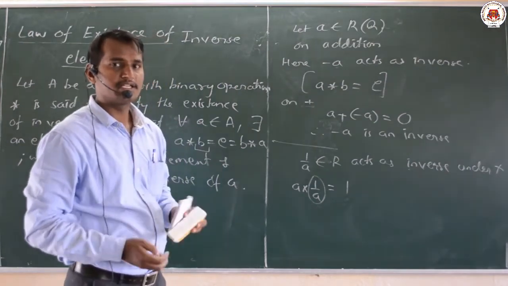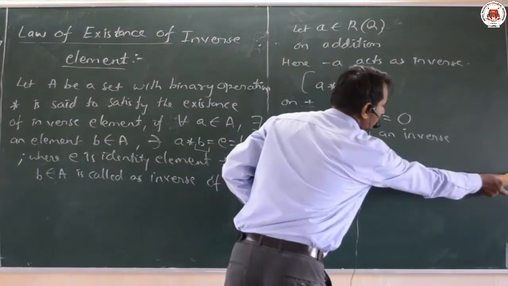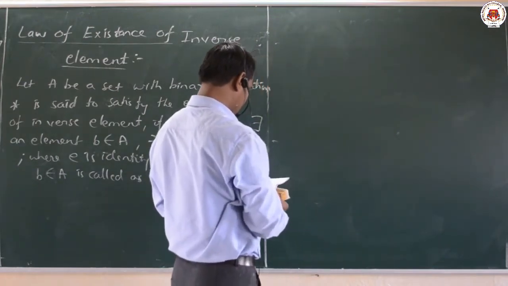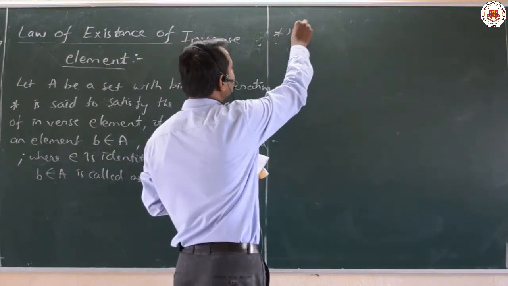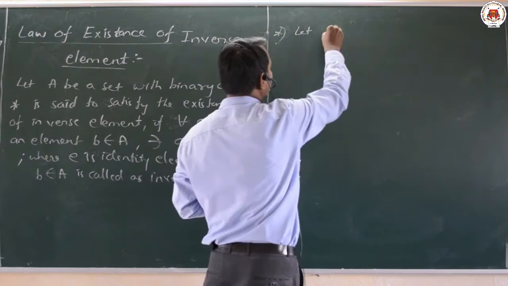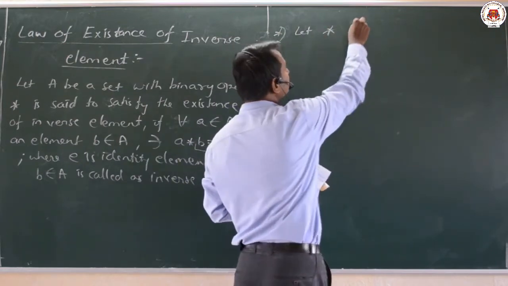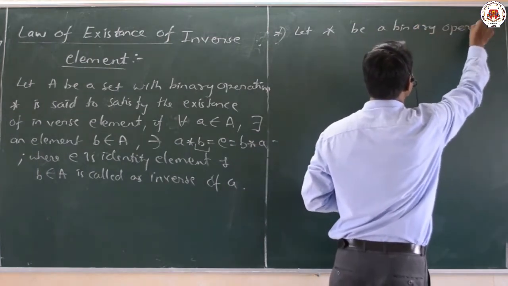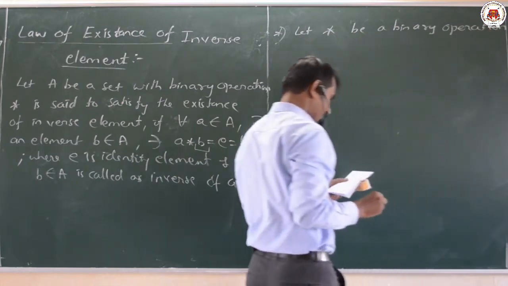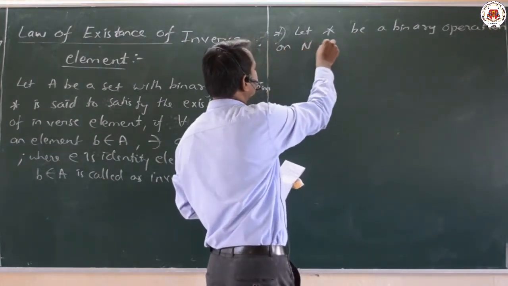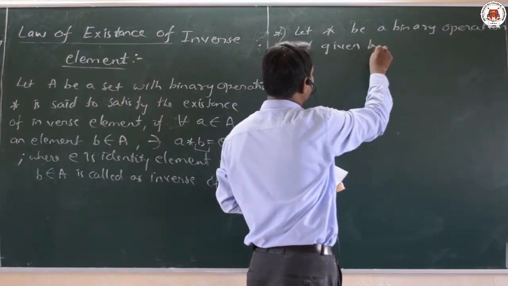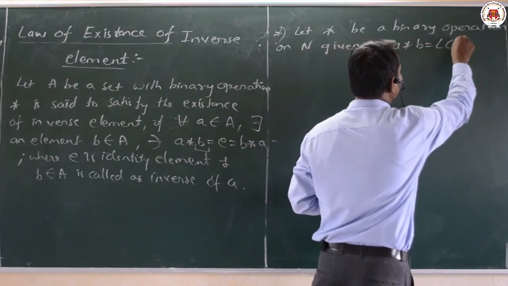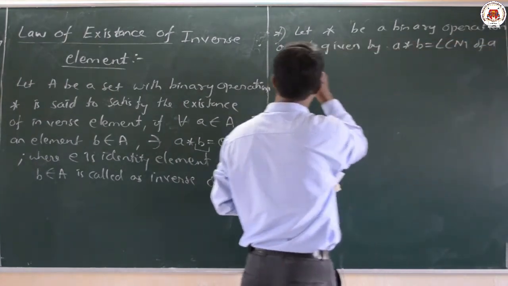Now let us move on with simple examples related to this. Let us take a simple example. The first one: let star be a binary operation on N given by A star B equal to LCM of A and B.